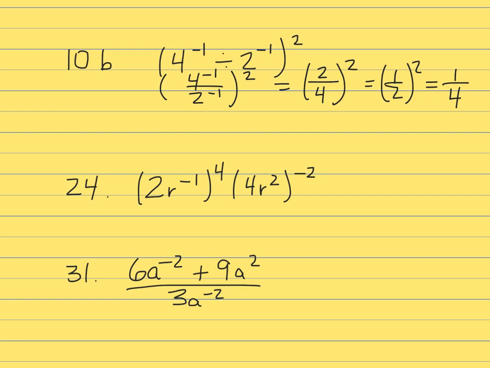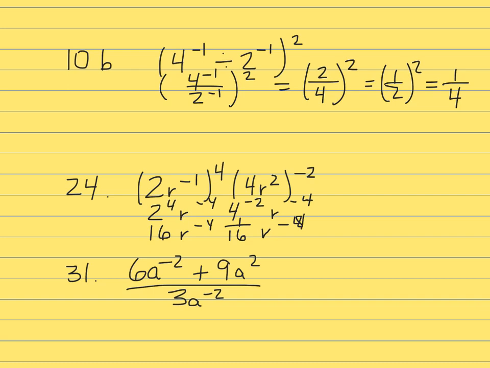Number 24. Here we've got power of a product. So in this first case, I'm going to take everything to the 4th power. So I'm going to have 2 to the 4th, r to the negative 4th. Then I'm going to have 4 to the negative 2, r to the negative 4th, using power of power. Now I've got 2 to the 4th is 16, 16 r to the negative 4th. 4 to the negative 2 is 1/16, r to the negative 8, or negative 4, sorry.